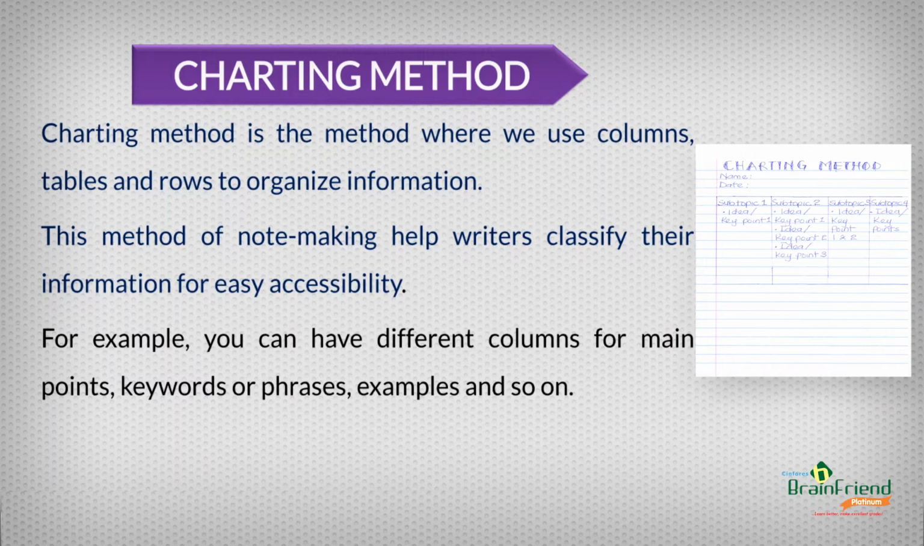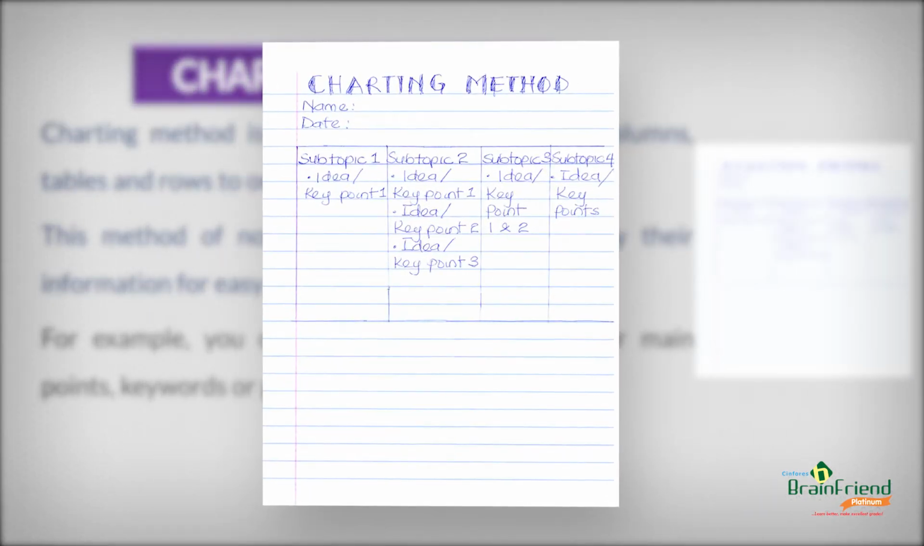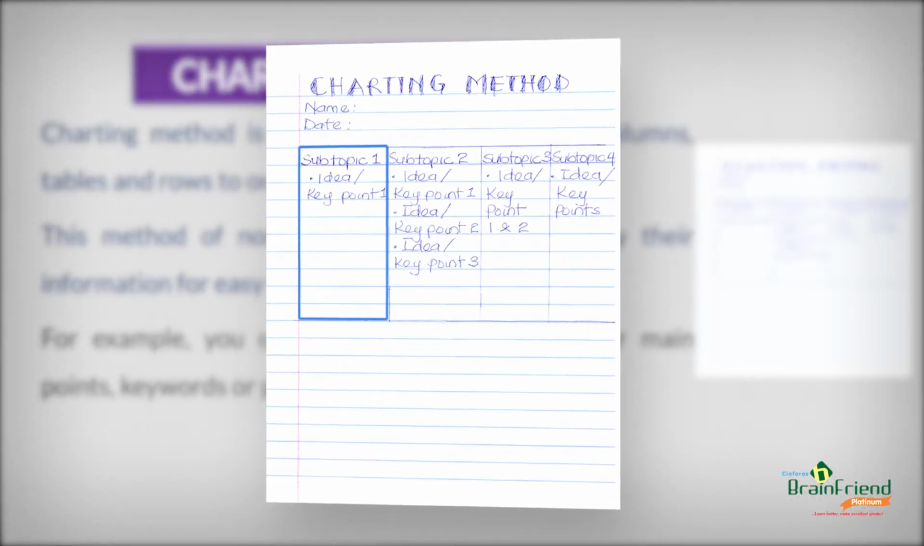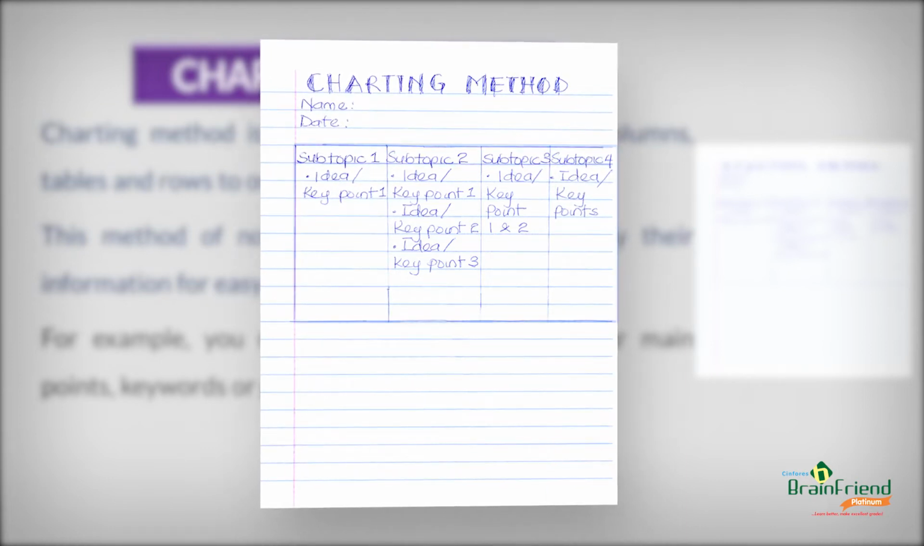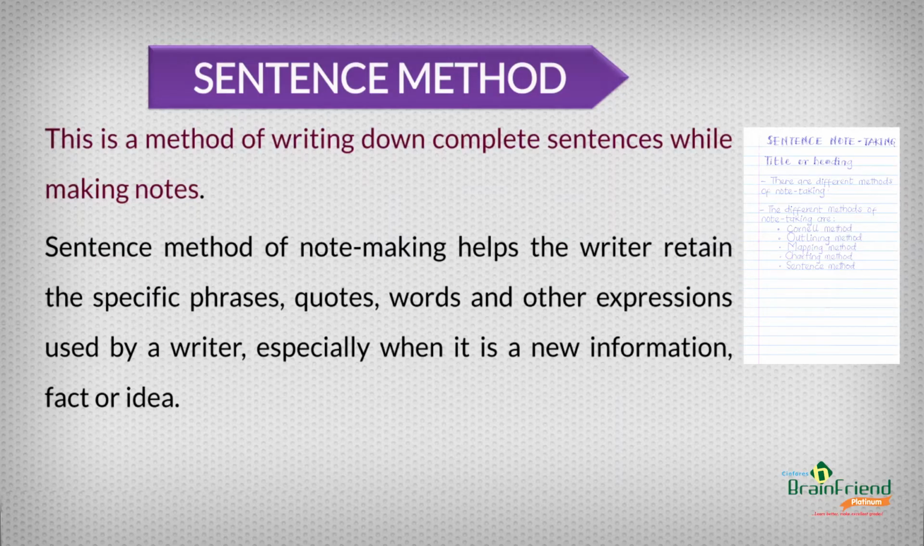Charting method is a method where we use columns, rows and tables to represent our information. This type of method helps us classify our information for easy accessibility. Now let's go on to see the last type of method, which is the sentence method.